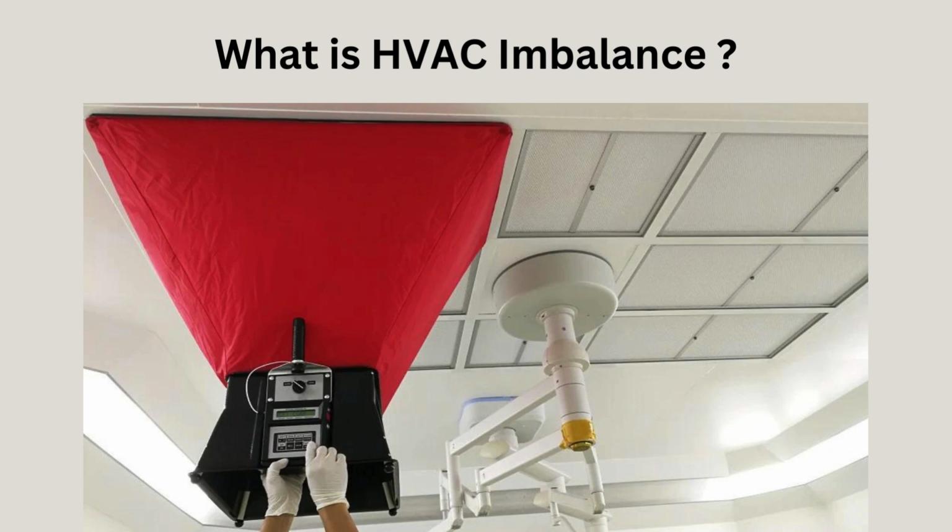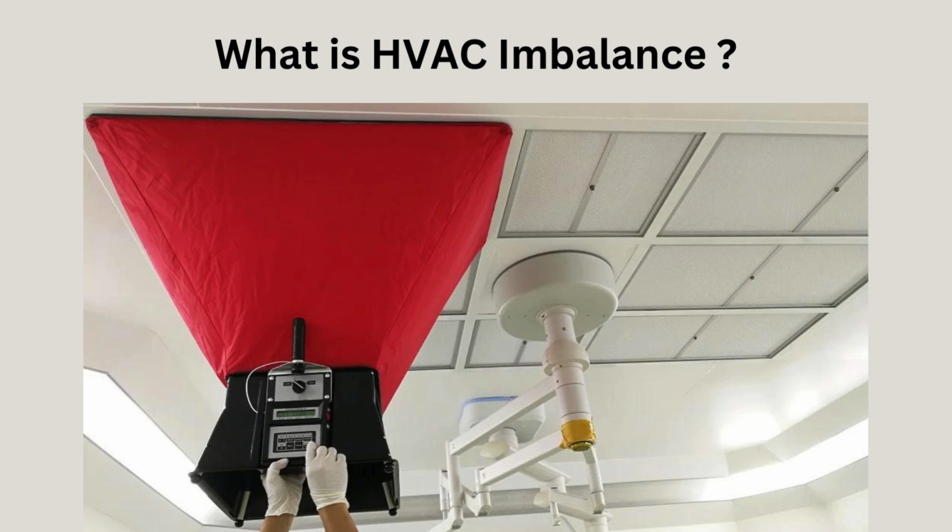How to fix HVAC ventilation imbalance? There are a number of things that can be done to fix HVAC ventilation imbalance, including: have your HVAC system professionally balanced. This involves measuring the airflow at each vent and adjusting the dampers to ensure even distribution. Clean your ducts. Dirty ducts can restrict airflow and cause imbalance. Clean your ducts regularly to ensure they are in good condition.